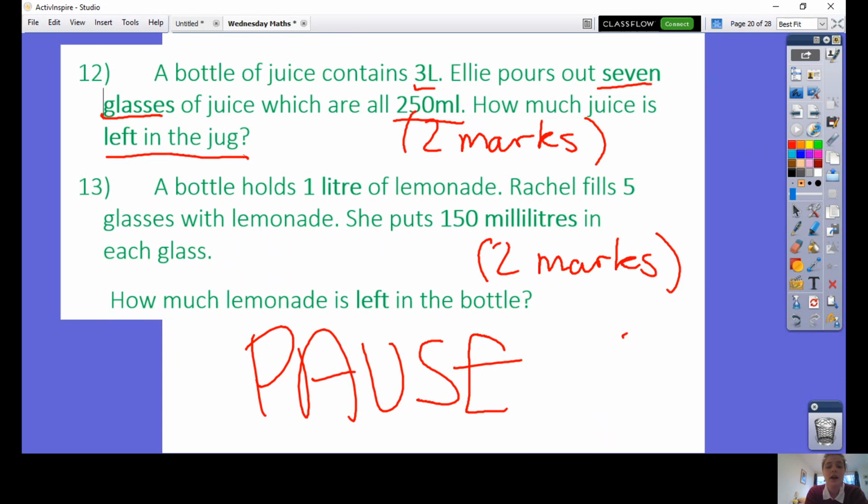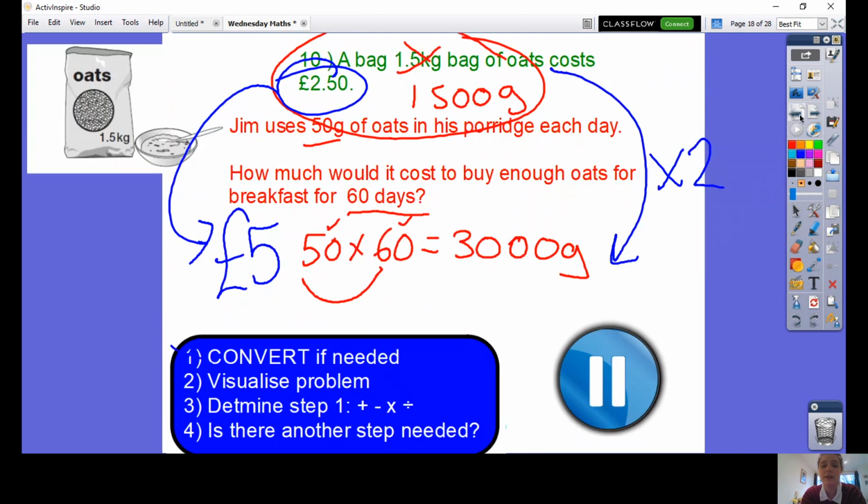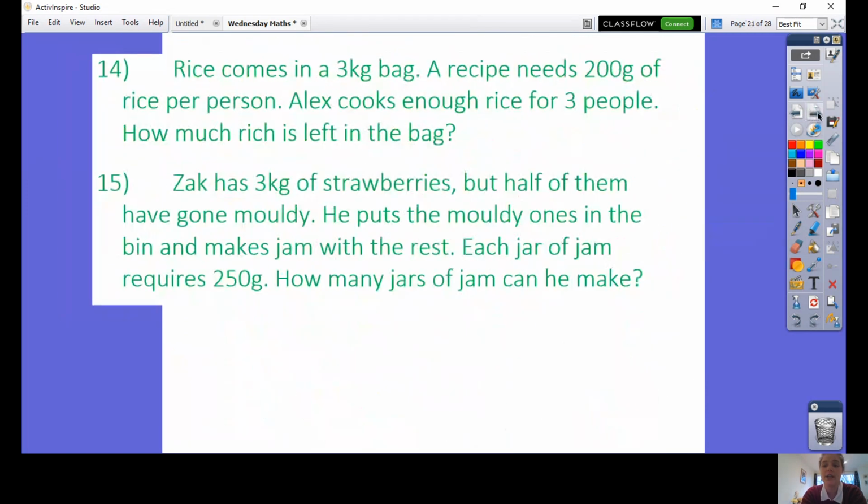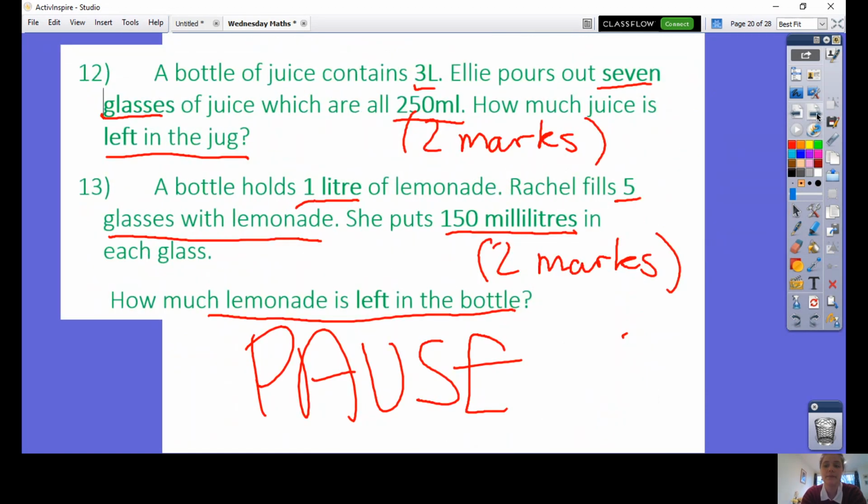Question 13. A bottle holds 1 litre of lemonade. Rachel fills 5 glasses with lemonade and she puts 150 millilitres in each glass. How much lemonade is left? Again, if you're struggling, please go back and watch where I did this question, because that question is very similar.